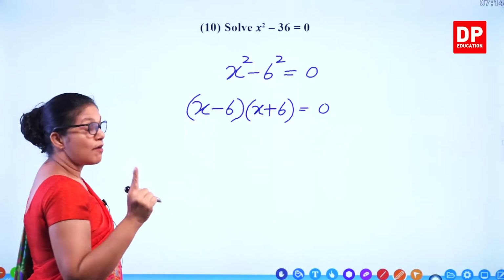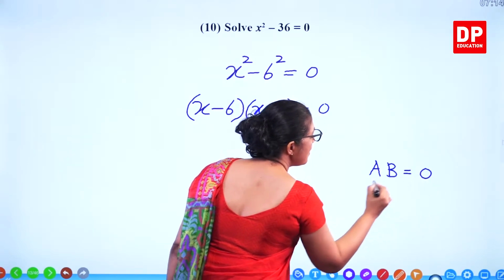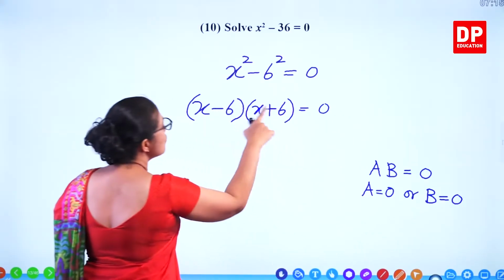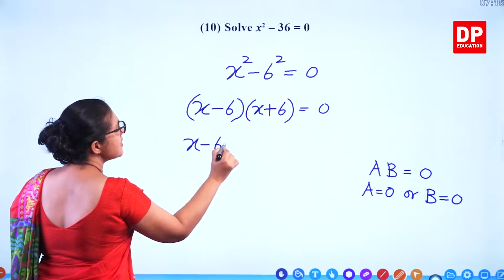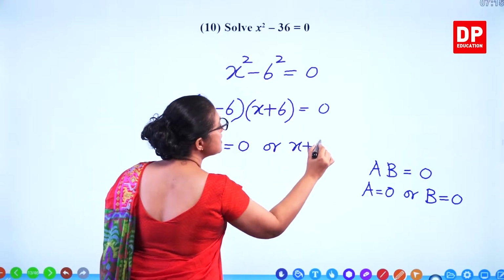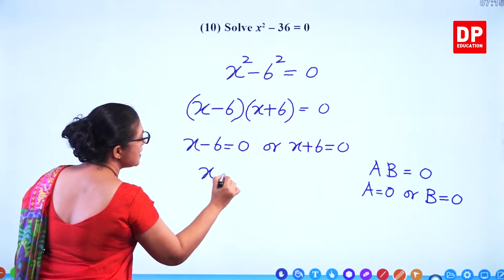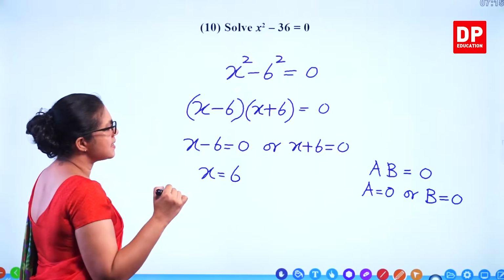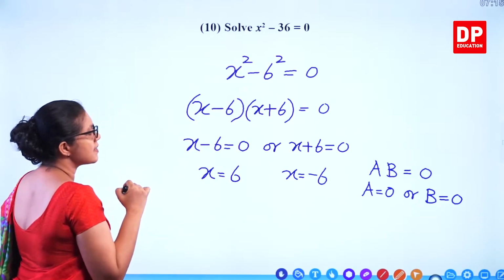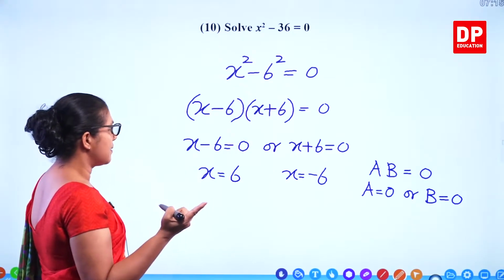Then, multiplication of both factors is 0, which means either A can be 0 or B can be 0. So likewise, equate to 0. x minus 6 is a factor, so that's equal to 0, or x plus 6 is equal to 0. So what's the x value? x becomes 6, taking it to the other side. Here you get x equals minus 6. So you get two solutions, x equals 6 or x equals minus 6.